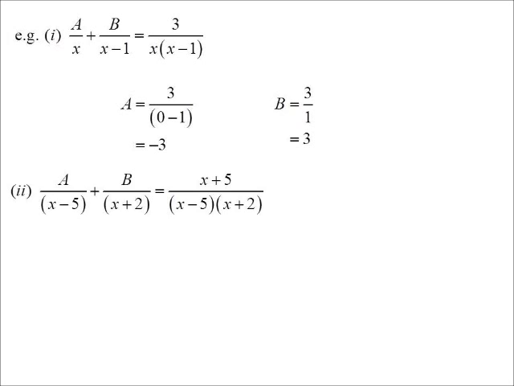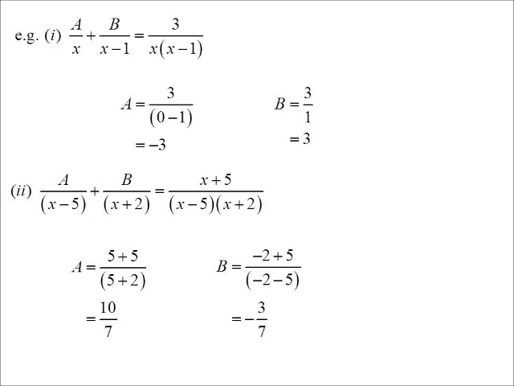This was the next example we had, so same again. If I want to work out A, I'm going to have to substitute in 5, because that's what will make x minus 5 equal to 0. Cover it up. We'll have 5 plus 5 on 5 plus 2, 10 on 7. Want to work out B, now I'm going to sub in negative 2, because that's what will make x plus 2 equal to 0. Cover it up. Negative 2 plus 5 over negative 2 minus 5, minus 3/7.